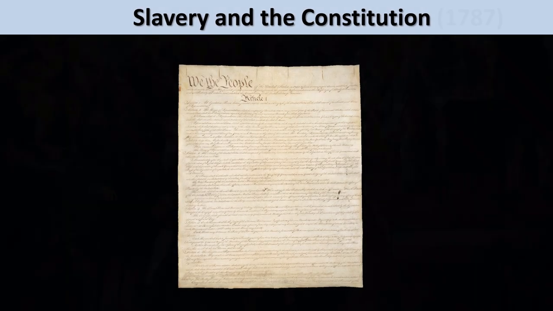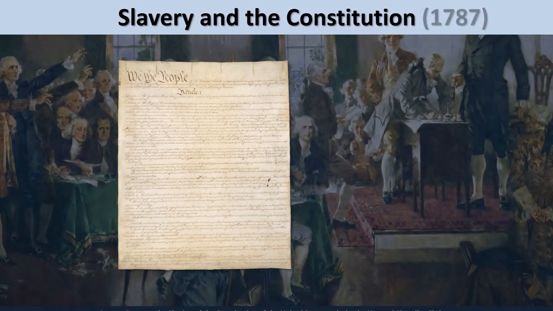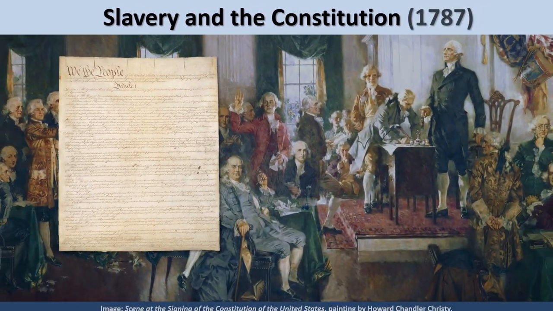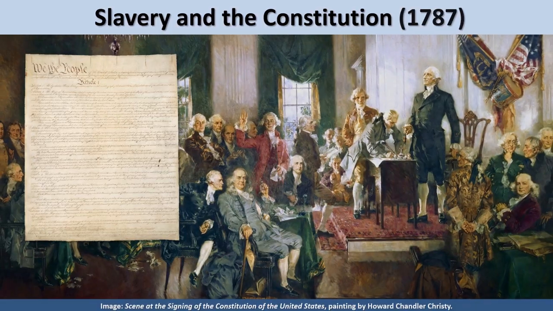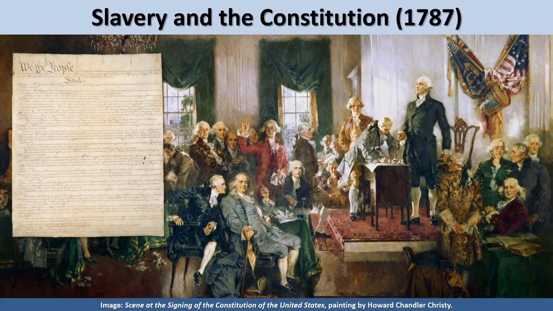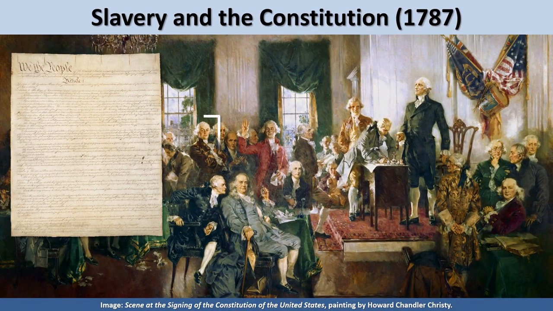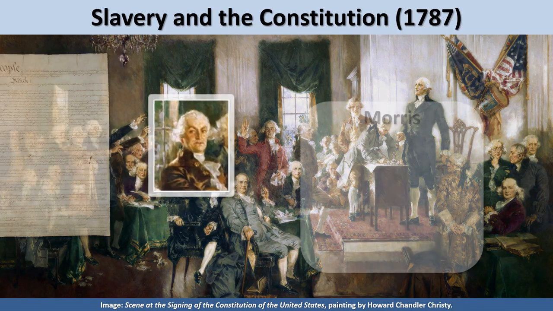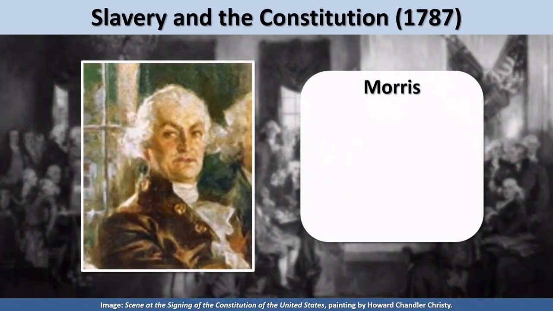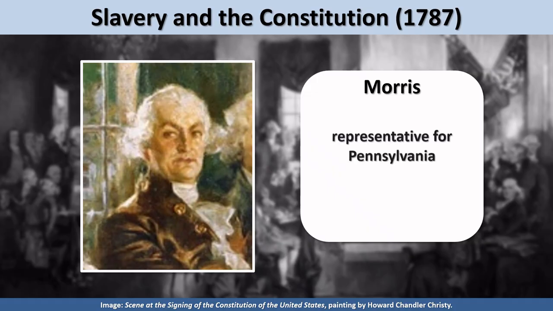Slavery had already been a topic of debate when the Constitution was being written in 1787. Some of the founding fathers of the United States believed that slavery was obviously evil and should be immediately abolished throughout the land. Governor Morris of Pennsylvania, for example, argued that the supreme law of the land should unambiguously forbid slavery for all time.